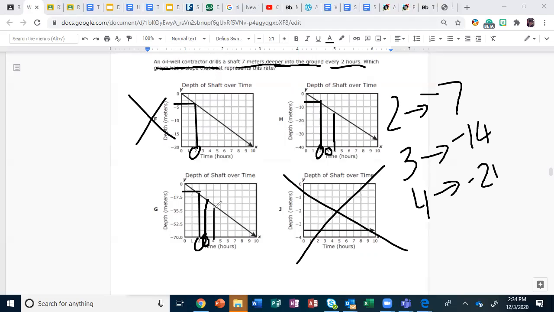If I look at 4 right here, that one looks like 27. Oh, man. None of them are right. Hold on. Maybe they are. 1 is equal to that. And then 2 is equal to something between that. 3 should be equal to negative 14.